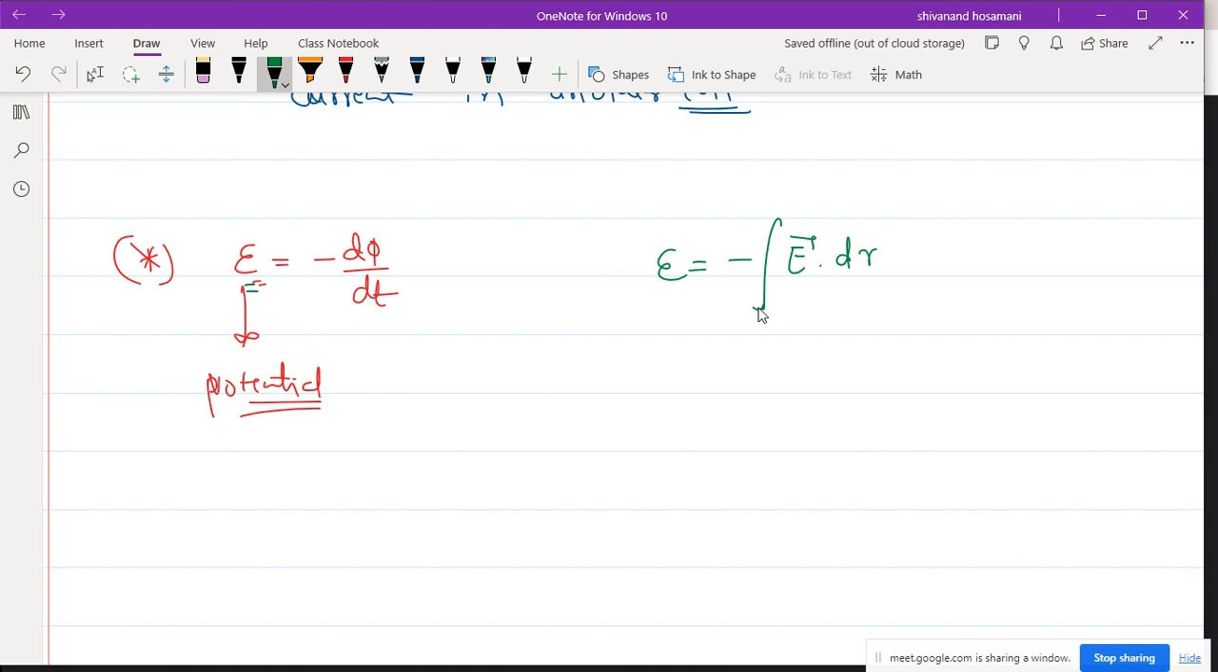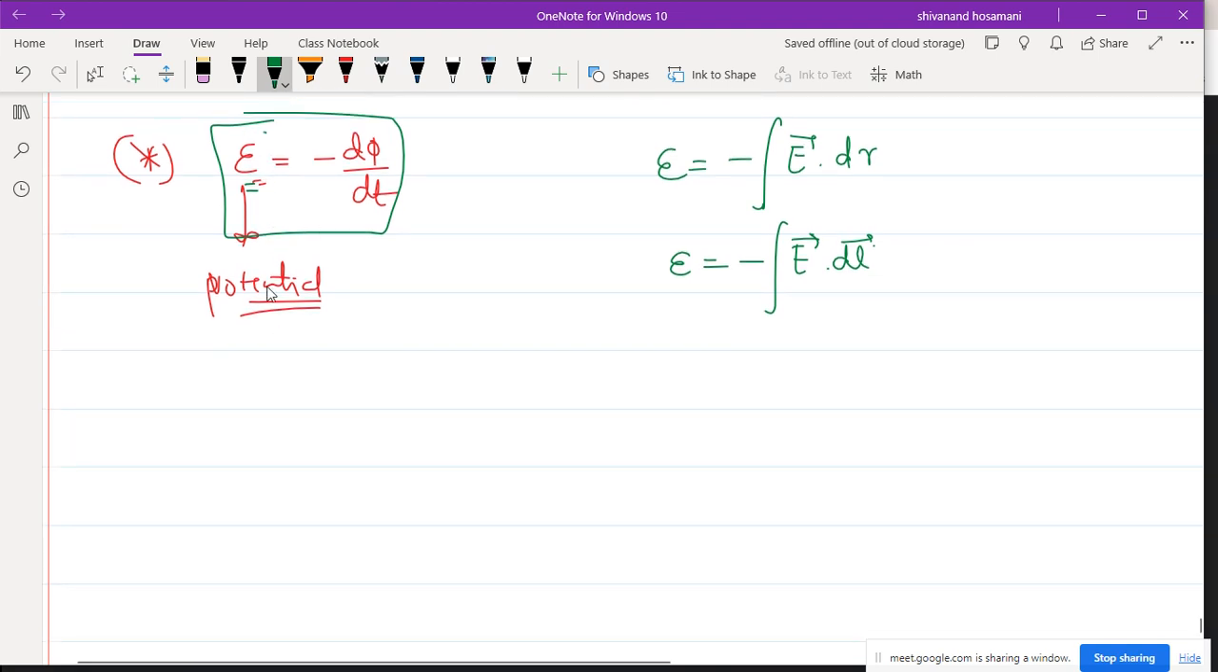Or also we can write that EMF is equal to minus integration of E dot dl, because it's a length element, a line element. So, as EMF is equal to minus d phi by dt, I will replace EMF by the electric field integral, minus integral of E dot dl over the line element.